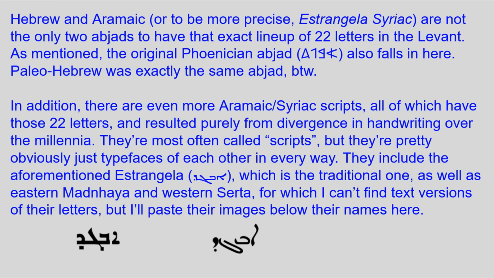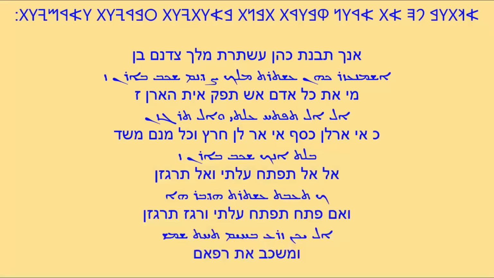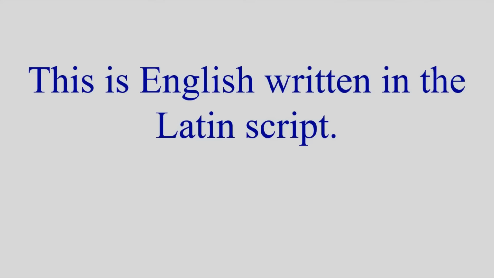For that matter, Phoenician, which was also Paleo-Hebrew, and the other 2 Aramaic scripts, as they're called, also fit under this umbrella of 22-letter abjads from the Levant. Any of them can write any language that uses one of the scripts in the same way that I can write English like this, or this.